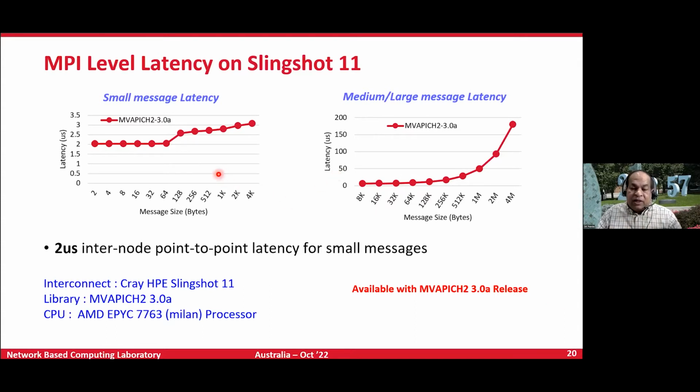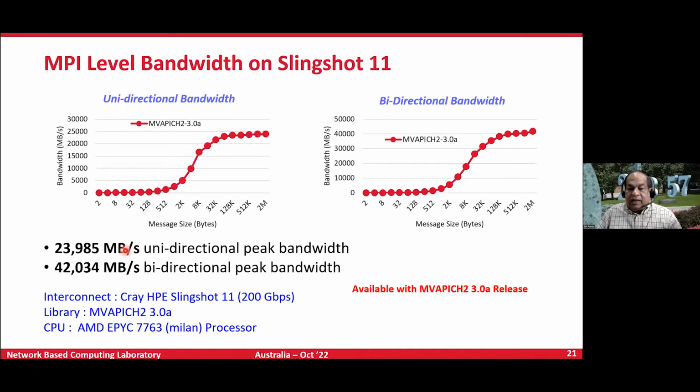So we have enabled this support for MAP, with our latest 3 series, 3.0. You can see here that we are able to deliver around 2 microsecond point-to-point latency for small messages, and bandwidth-wise, we are able to deliver around 24 gigabytes per second unidirectionally, and 42 gigabytes per second bidirectional.